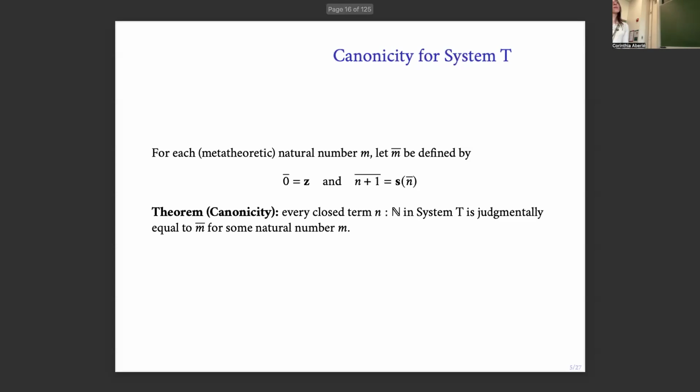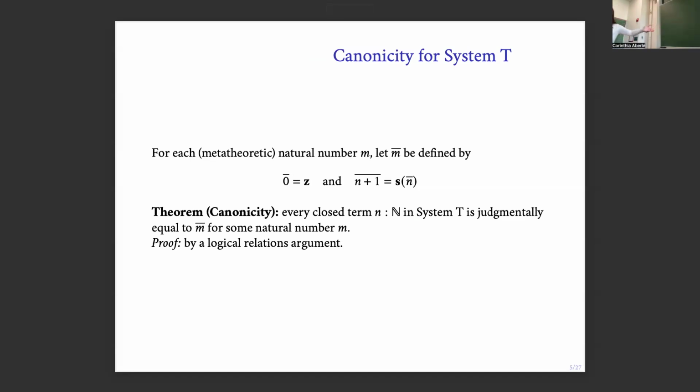And indeed, this is a theorem, but just like proving normalization, this is hard. You can't do it by just straightforward induction on syntax, because again, you need a way of evaluating every closed term of type N in system T into a natural number, and that might involve some weird loopy evaluations, especially because we have this recursion construct that might be calling something arbitrarily many times.